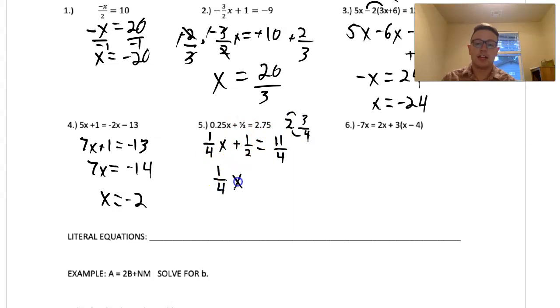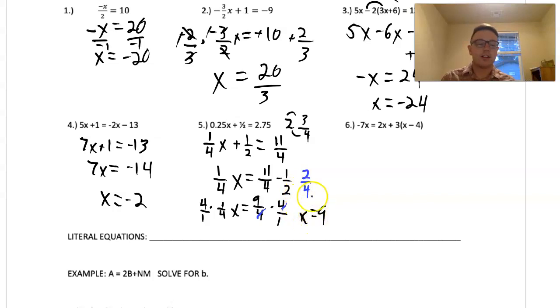So we get 1/4 x is equal to 11/4 minus 1/2. And we can change that 1/2, because we're going to need to subtract it, to 2/4. So if that's 2/4, we get 1/4 x is equal to 9/4. Then we're going to multiply by the reciprocal of this fraction, so 4/1. Those 4's will cancel out, and we're left with x is equal to 9.